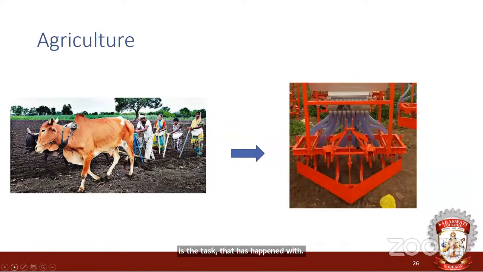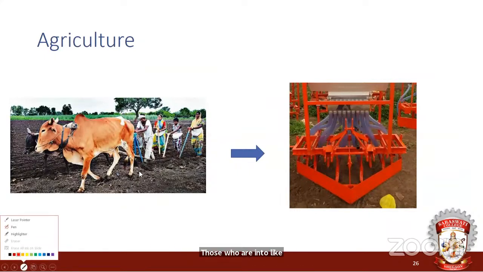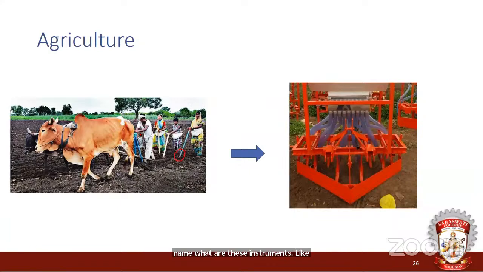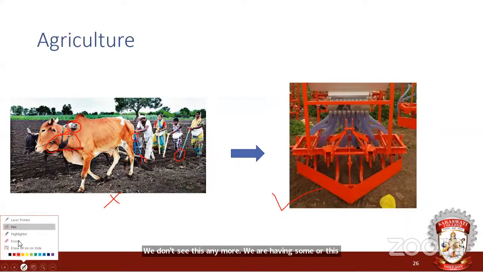Agriculture. I don't know how many farmers, or sons and daughters of farmers, are here. Many of you who were born after particularly 2000, those who are in your 20s, will hardly be able to name these instruments. What is this, what instrument is this? Chala, sartha, then what is this? You will hardly find them, because they have undergone transformation, we don't see this anymore. We are having some of these kinds of machines. This is the transformation that has happened in agriculture.